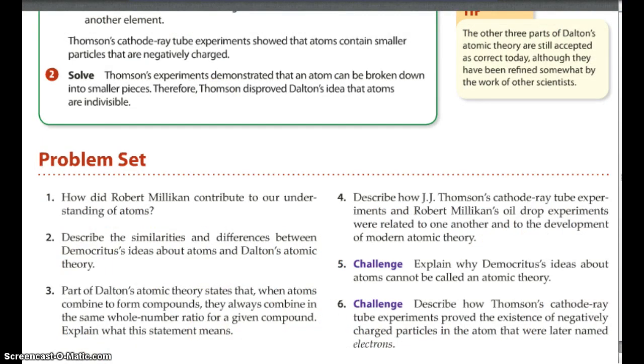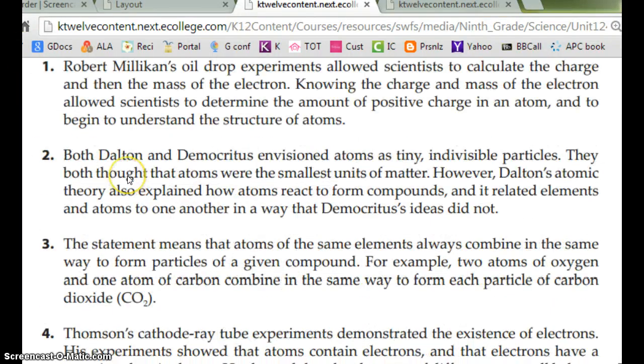And question 3. Part of Dalton's atomic theory states that when atoms combine to form compounds, they always combine in the same whole number ratio for a given compound. Explain what that statement means. So hit pause, get your answer. The statement means that atoms of the same elements always combine in the same way to form particles of a given compound. For example, 2 atoms of oxygen and 1 atom of carbon combine in the same way all the time to form each particle of carbon dioxide.